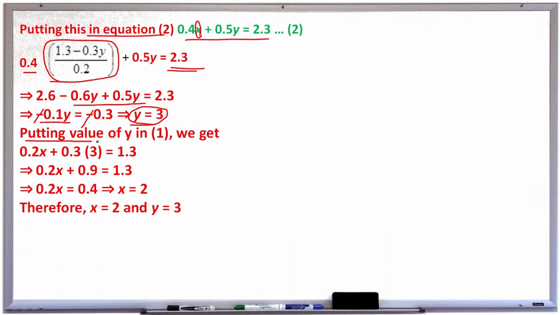Putting this value of y in equation number 1, we get this answer. Then you will get the value of x. X is equal to 2 and y is equal to 3.